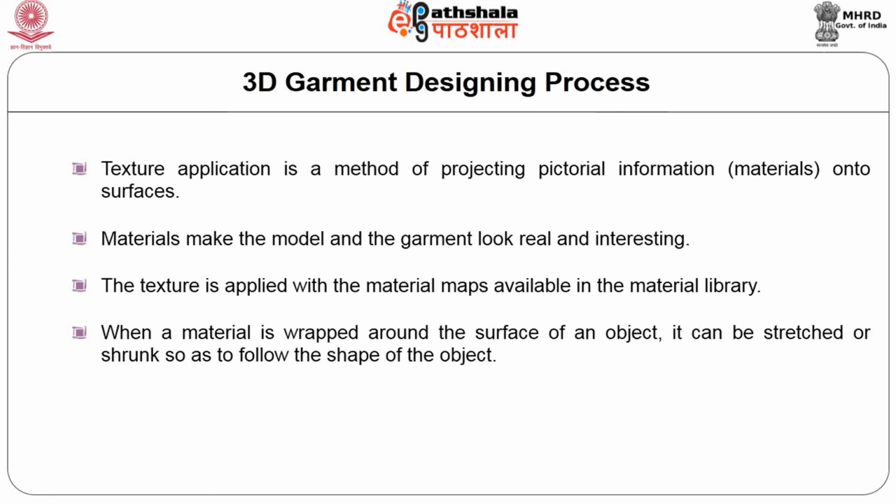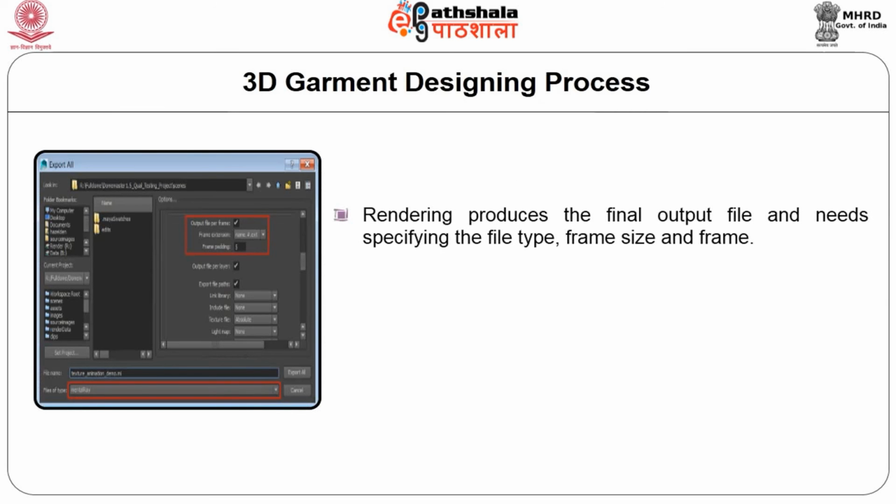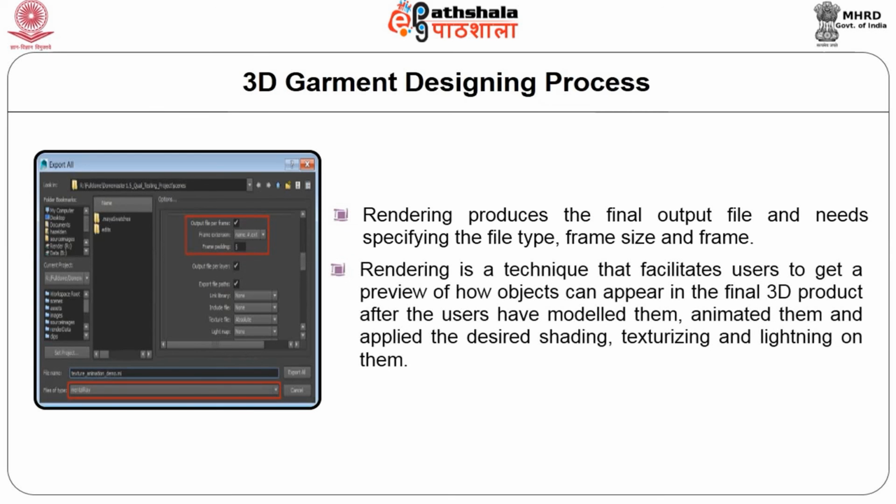After the material is wrapped around the surface of an object, it can be stretched or shrunk to suit or follow the shape of the object. Rendering is a process which produces the final output file. Here, the file type, frame size and the number of frames are specified. Rendering is a technique that facilitates users to get a preview of how the objects can appear in the final 3D form after the users have modified them, animated them and applied the desired shading and textures and lighting.